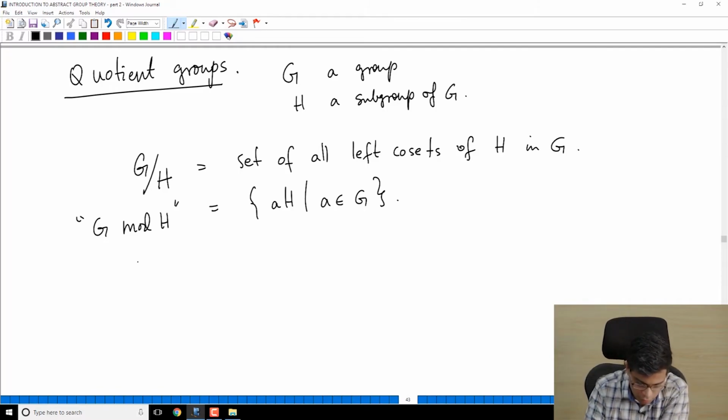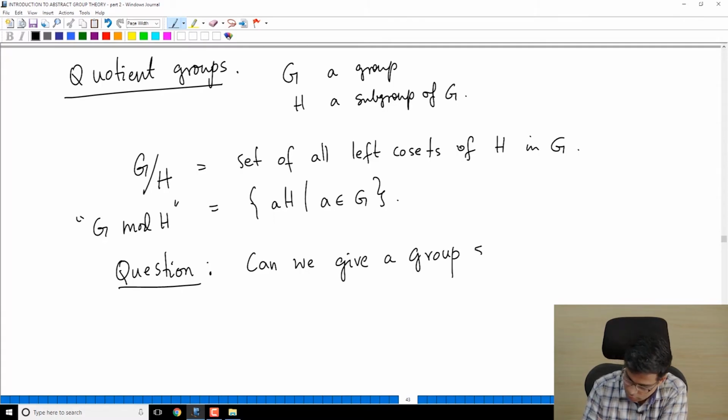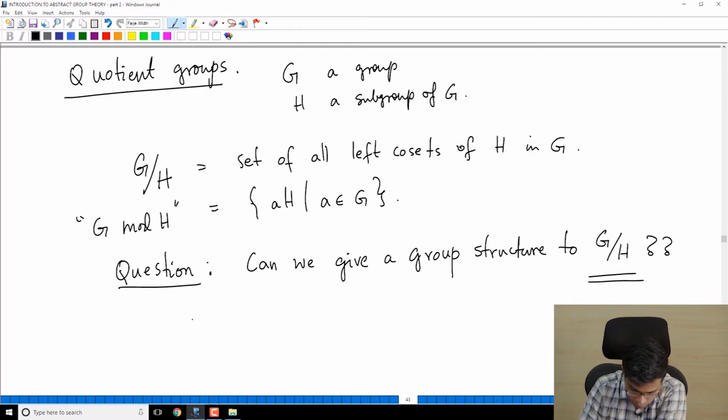So our question, that will motivate the definition of quotient groups, is: can we give a group structure to G mod H? This is the basic question that I want to address. Can we give a group structure to the set of left cosets of H in G? So in other words, what is a group structure? It is, first and foremost, a binary operation.